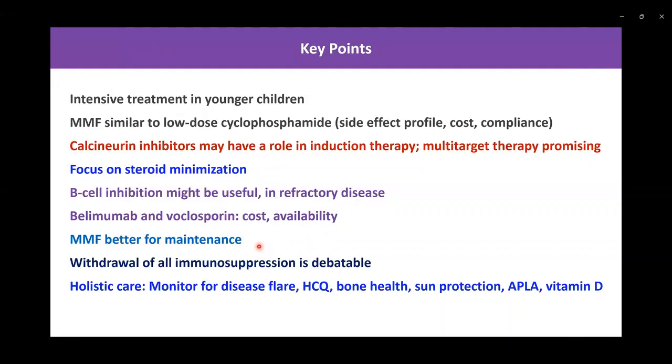MMF is better for maintenance, but withdrawal of all immunosuppression is debatable. And the goal should be holistic care, including monitoring for kidney flares and supportive therapy. Thank you.